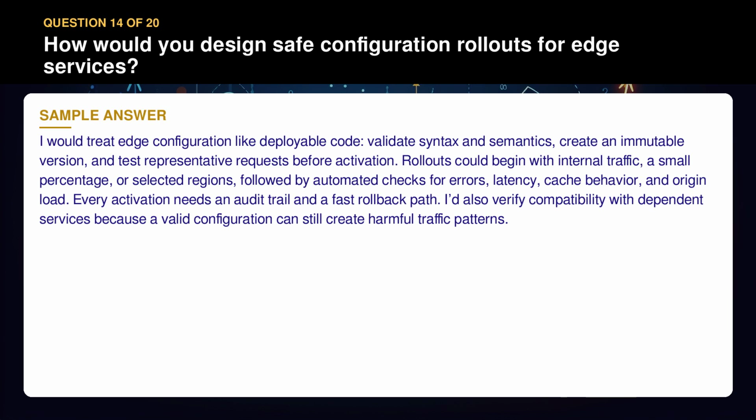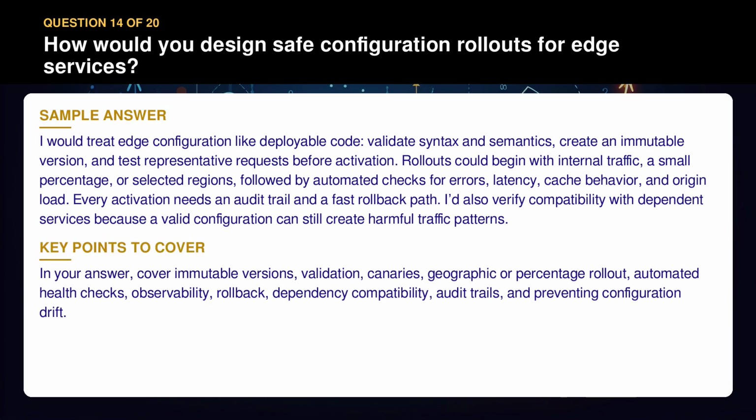Every activation needs an audit trail and a fast rollback path. I'd also verify compatibility with dependent services because a valid configuration can still create harmful traffic patterns. In your answer, cover immutable versions, validation, canaries, geographic or percentage rollout, automated health checks, observability, rollback, dependency compatibility, audit trails, and preventing configuration drift.